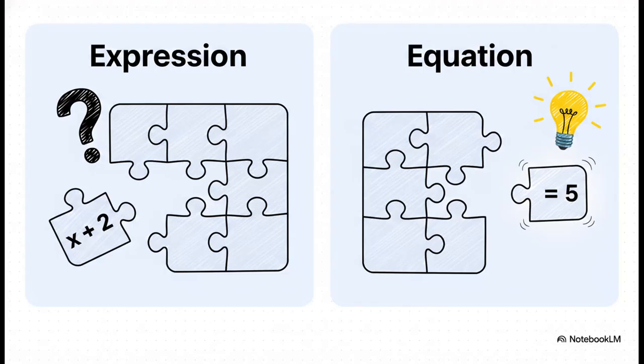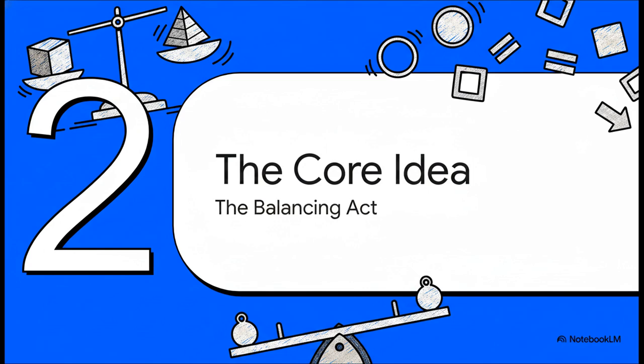So, here's the bottom line. An expression is just a phrase. You can't solve it, you can only simplify it or move it around. But an equation? That's a complete statement. It's a puzzle that actually has an answer. It's something we can solve. So, how do we solve it?